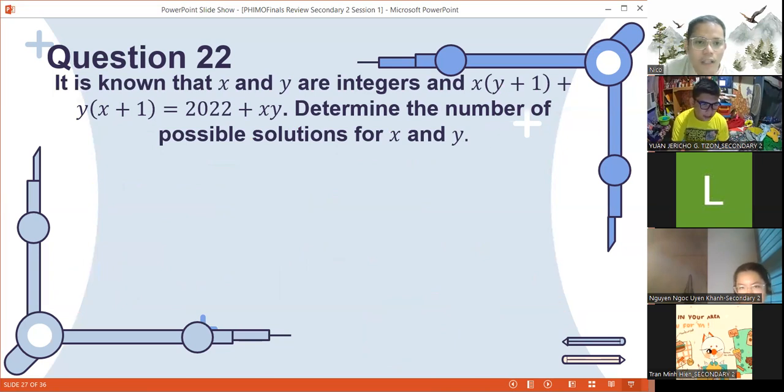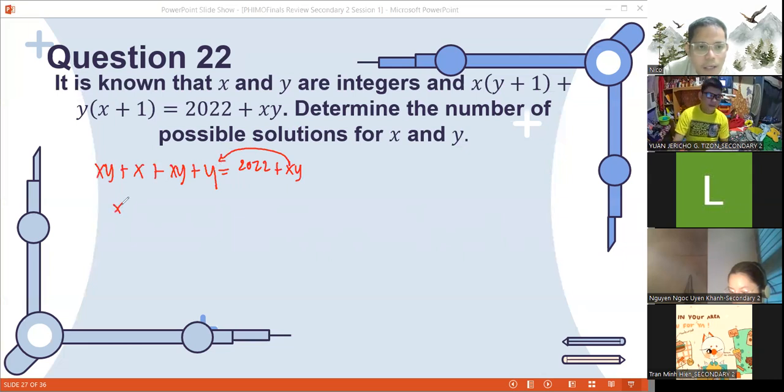It is known that x and y are integers, and x times y plus 1 plus y times x plus 1 is equal to 2022 plus x. Let's write this one so that we won't be confused: xy plus x plus xy plus y is equal to 2022 plus xy. If we transpose xy here, it becomes xy plus x plus y is equal to 2022. We can cancel it already.